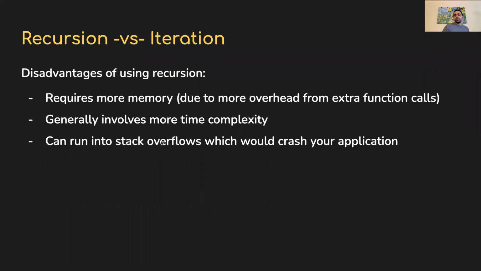Let's talk about disadvantages of using recursion. As I mentioned earlier, it requires more memory because you're going to be keeping track of extra function calls and extra execution contexts. Each execution context has local variables and you need to keep track of some data. So that again has some memory overhead, which can be a huge negative of recursion, especially if your call stack gets really large.